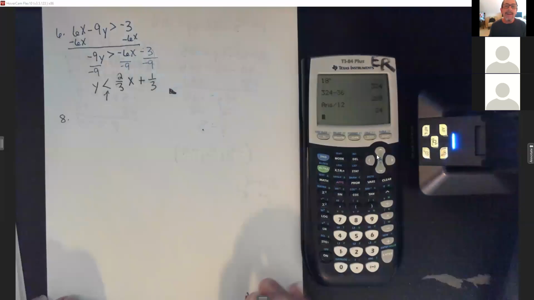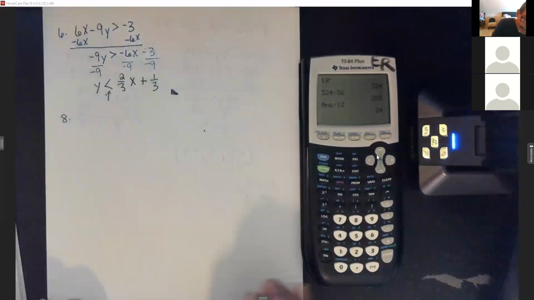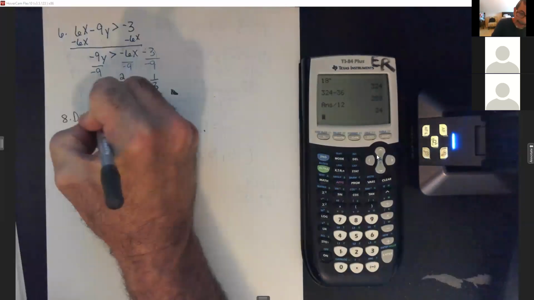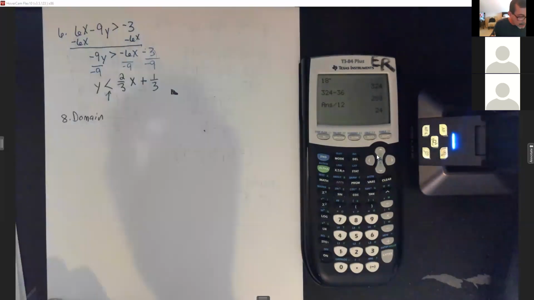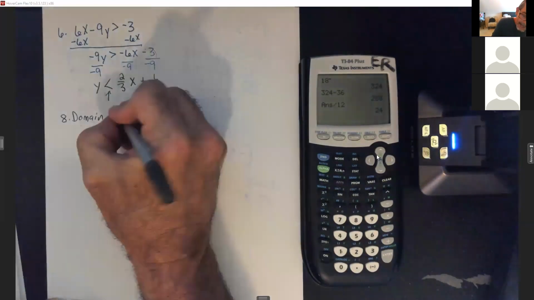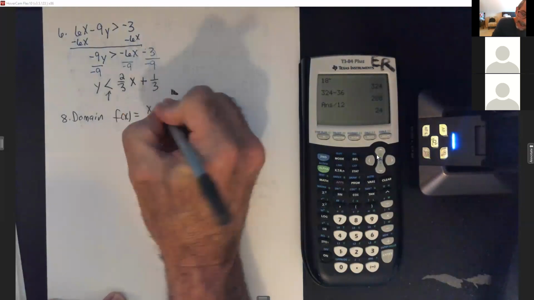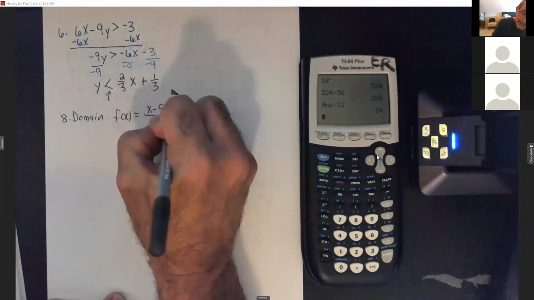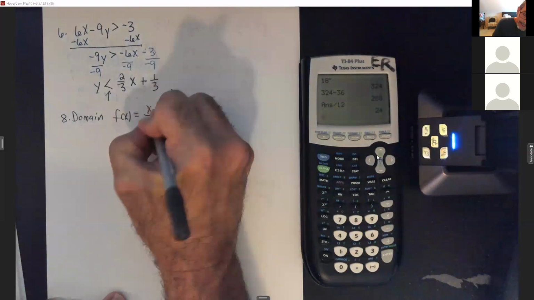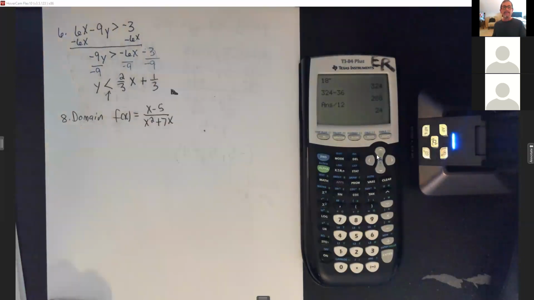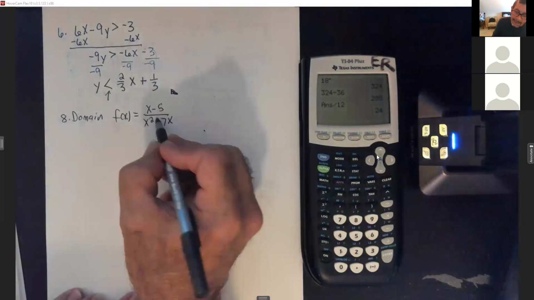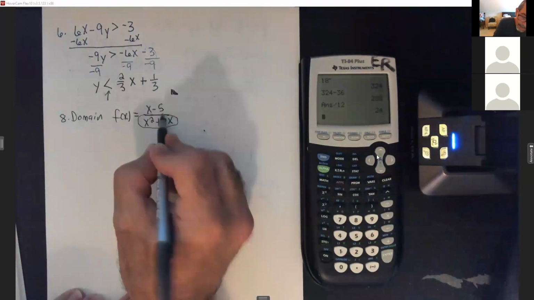Number 8 said find the domain, and I'm going to put the domain in interval notation. So f of x equals x minus 5 over x squared plus 7x. All right, so for a domain, all I'm worried about is setting the bottom equal to 0.